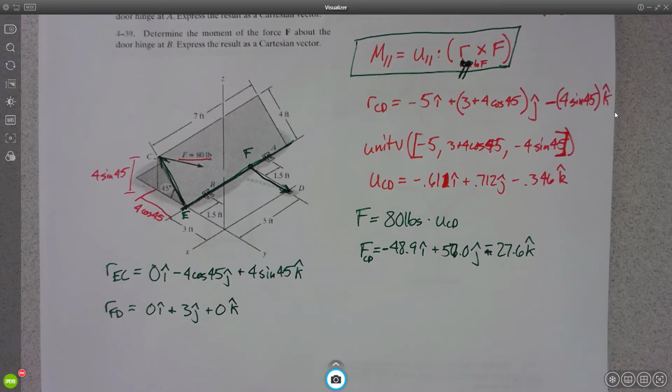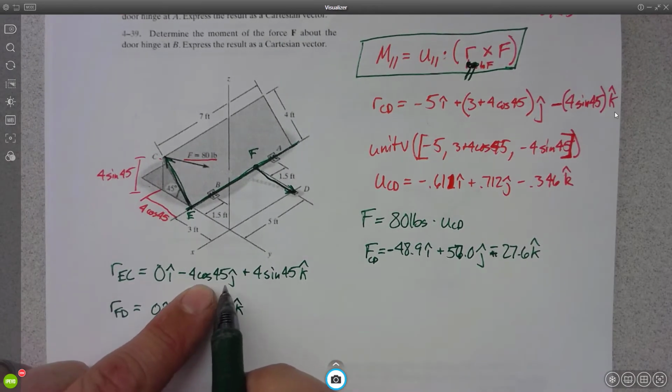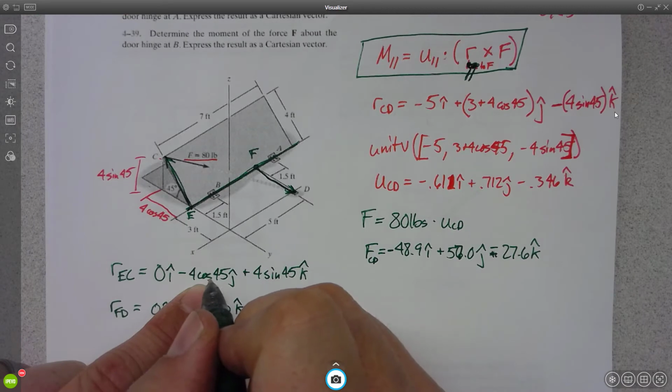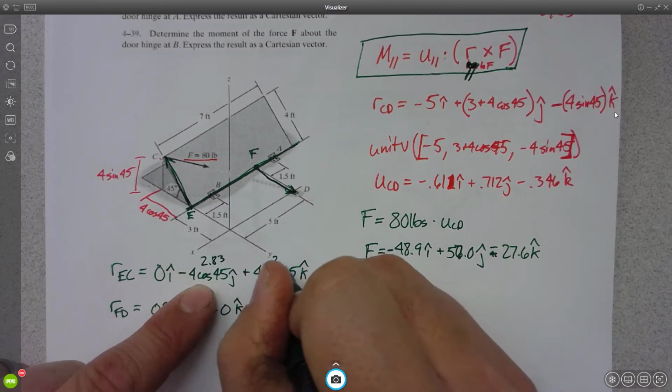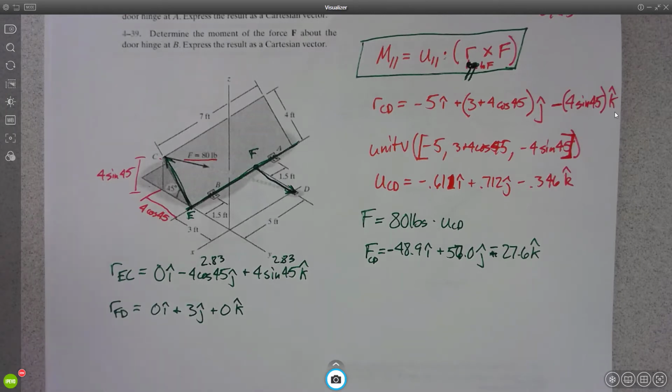So we need to do the cross product, R cross F. Did anyone evaluate what 4 cosine 45 is? Or could someone please? Okay, so this is 2.83, and this is 2.83. Yes, Brandon, you definitely can put this in your calculator, and that is exactly what I would recommend you do on an exam: take the cross product in your calculator.